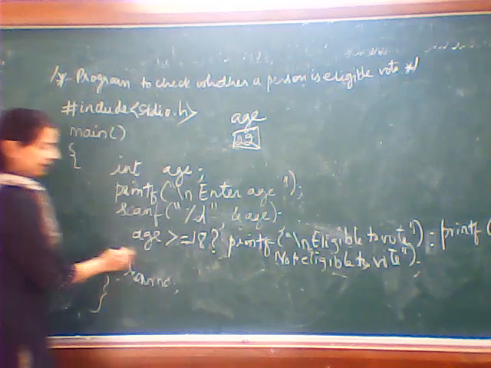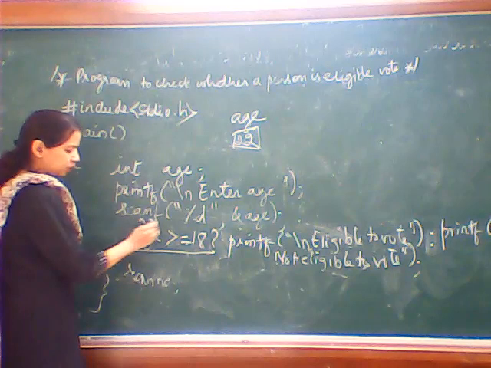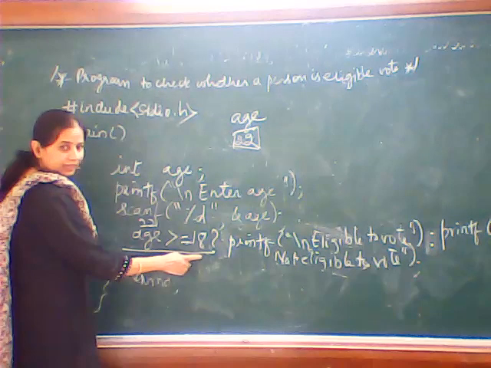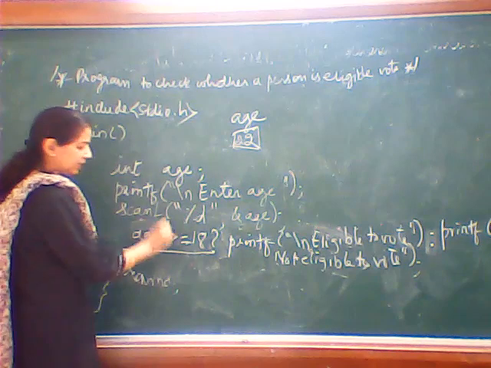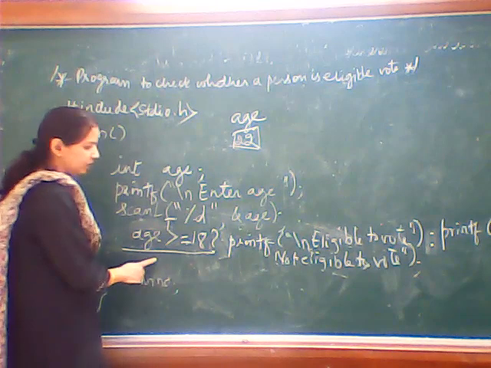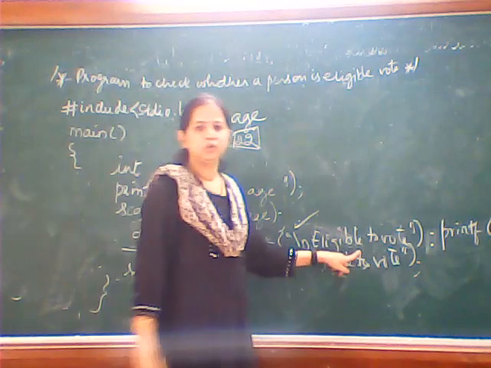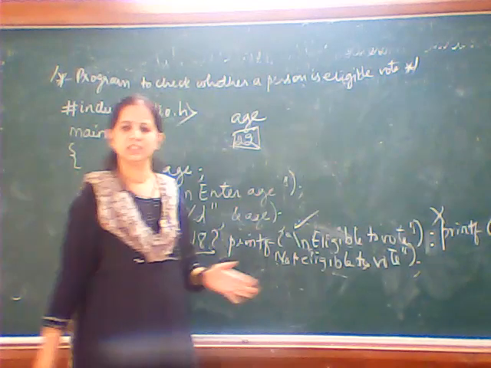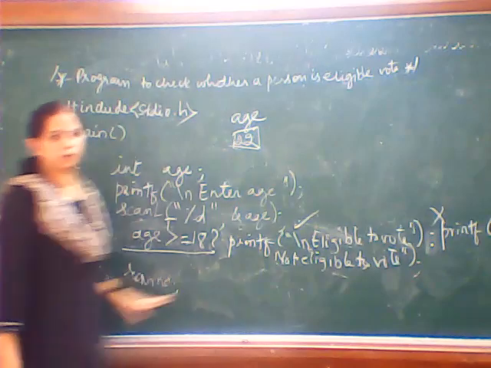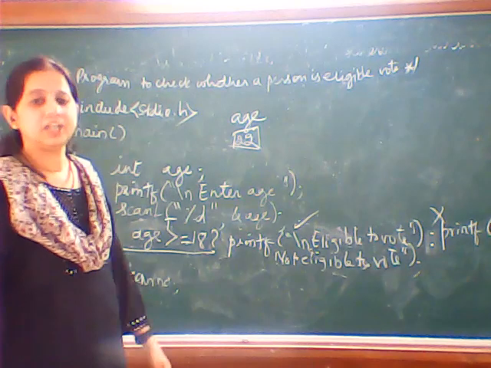Now we compare whether the input value is greater than or equal to 18. Age is how much? 22. 22 is greater than 18. Yes or no? Yes. Yes means the condition is true. If the condition is true, this part will work. What's the output that you will get? Eligible to vote. And the other part will be skipped. Printf not eligible to vote will skip, and your program will stop. That is how it works if the condition is true.